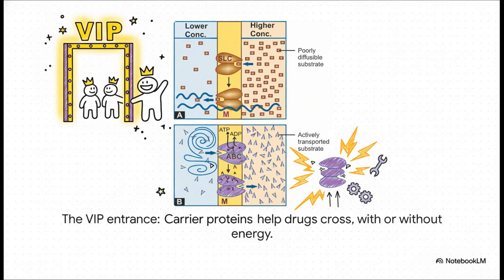But what if a drug isn't fat-soluble? Then it needs a special invitation, a VIP entrance. And that's where those protein gates come in. They act as carriers. Now look at diagram A. Here, the carrier just helps the drug move along. No energy needed. We call this facilitated diffusion. But in diagram B, you can see it's different. The carrier actually uses energy, ATP, to actively pump the drug across. This is active transport, and it's like using a motor to go uphill.